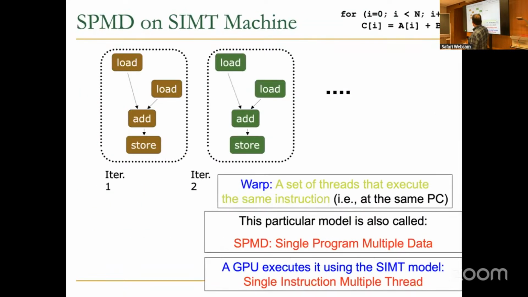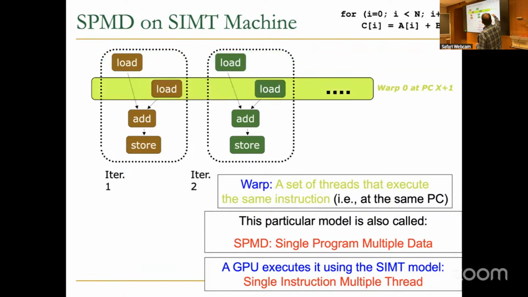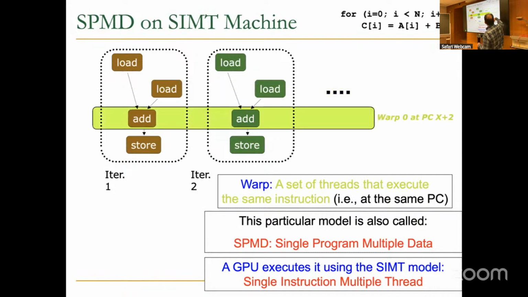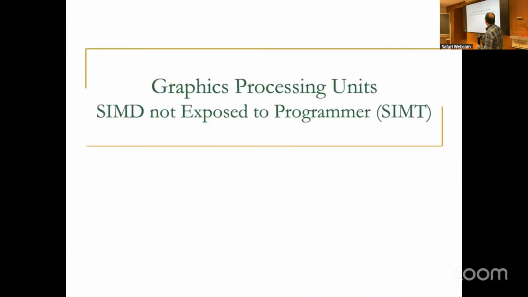Okay, so going back to our example, we have this SPMD on a SIMT machine, and a warp is a set of threads that execute the same instruction at the same time, meaning the same program counter. So in this example, we can have warp 0 at PC X, and then that warp can go to the next PC, and the next PC, and the next PC. And then you can have many of these warps doing the operation for you. Any question? Good.